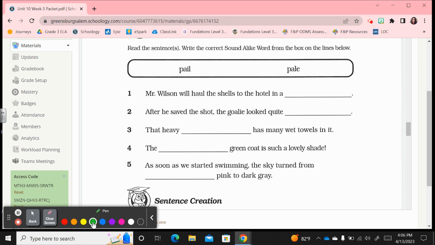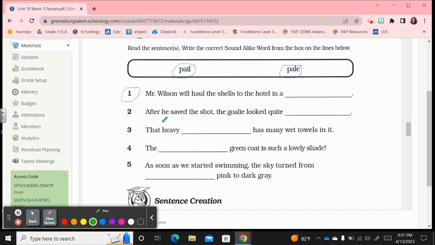We have pail, P-A-I-L, like a bucket that you use. Or you have P-A-L-E, like you are pale if you're looking sick and your skin is pale. Let's try it. Mr. Wilson will haul the shells to the hotel in a pail. That one's talking about P-A-I-L, the bucket.